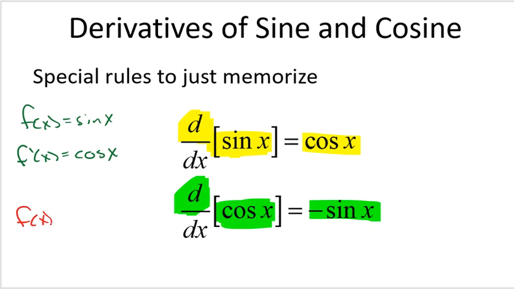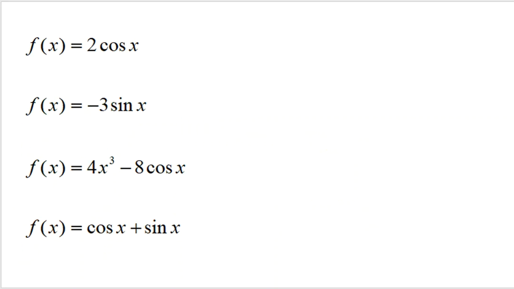So if you have the function cosine of x, then the derivative of that function is negative sine of x. I mean, you can't make it easier. All right, so let's go ahead and apply those rules here. Now, the function is 2 cosine of x. Now remember, what do you do with a constant? Leave it. So the derivative, leave the 2.